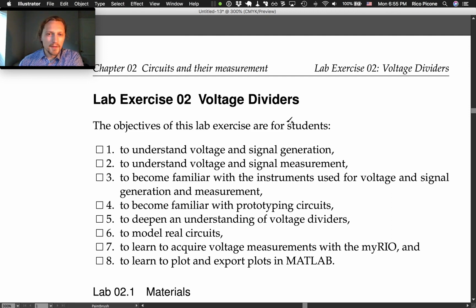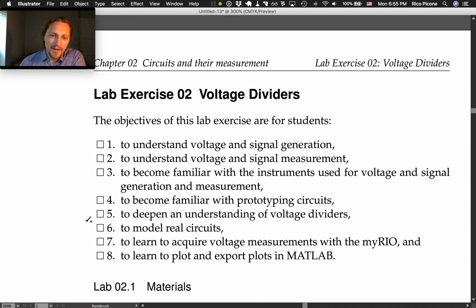So the objectives of the lab exercise are for students to understand voltage and signal generation, to understand voltage and signal measurement, to become familiar with the instruments used for voltage and signal generation and measurement, many of which we just talked about, become familiar with prototyping circuits, to deepen an understanding of voltage dividers, to model real circuits, to learn to acquire voltage measurements with the MyRio, and to learn to plot and export plots in MATLAB.